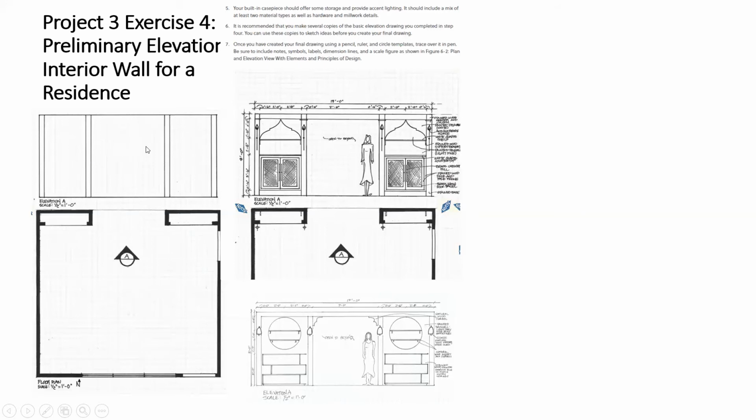It's going to be your job to follow the instructions as it says here and offer storage and accent lighting, as well as a mix of at least 2 material types and hardware and millwork. So hardware are things like the drawer pulls or door pulls here. Millwork are things like baseboards at the bottom, crown molding at the top.